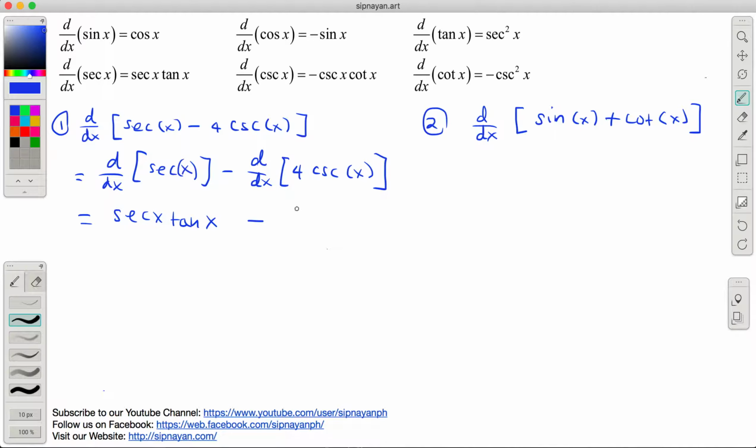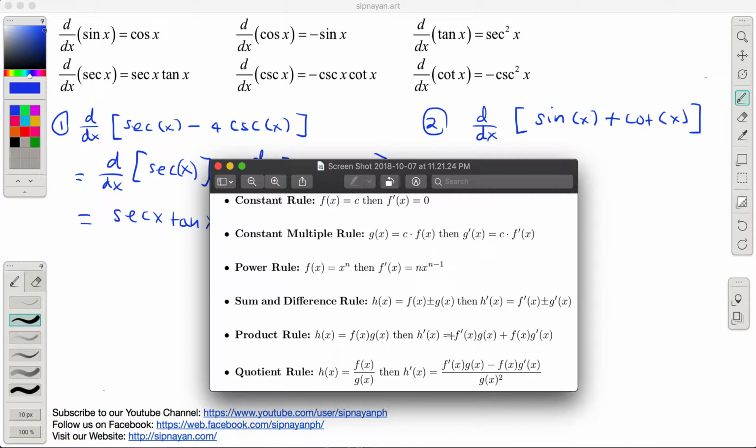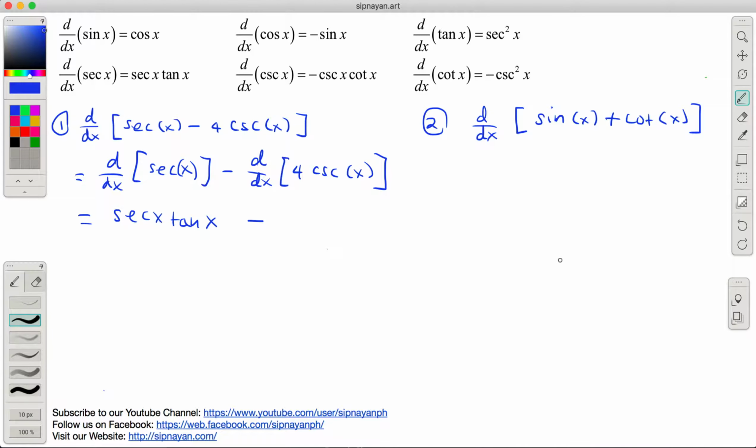However, ito, if we want to be more detailed, so ano nga ito? Meron kang constant, meron kang function, o meron kang expression. This is the constant multiple rule, no? So, ilalabas mo yung constant mo and then find the derivative. No? So, meaning 4 times the derivative of cosecant x.